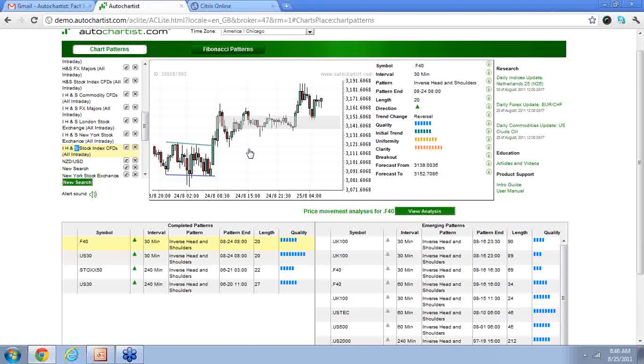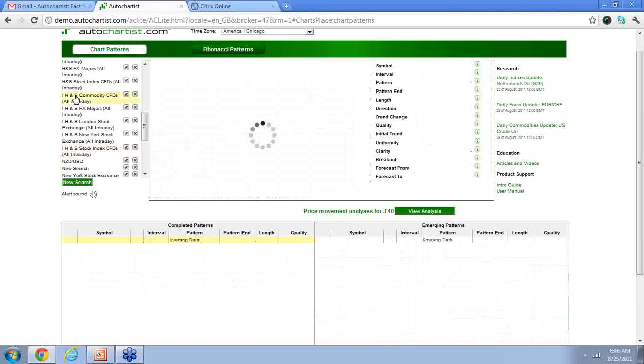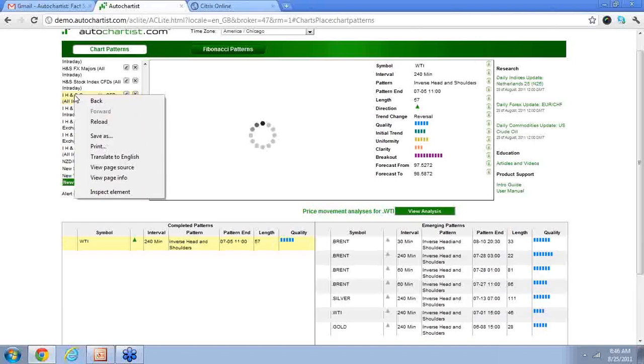Now, I want to also say that it doesn't matter what time frame you look at. It can be a 5-minute, 15-minute, hourly, 240, daily. And it really doesn't matter what asset class. As you can see here, and I'm wrapping this up right now, we can go to a commodity, and we can see that we can have these patterns inside a commodity market.